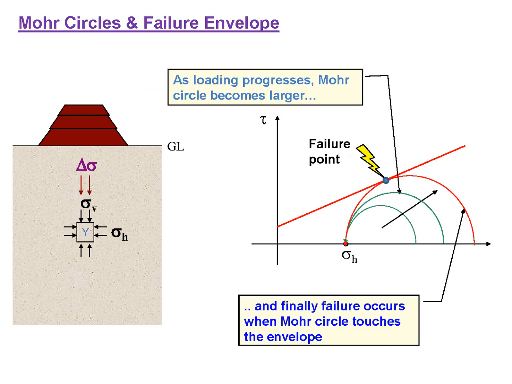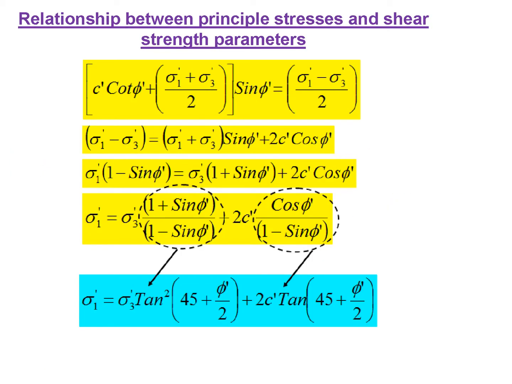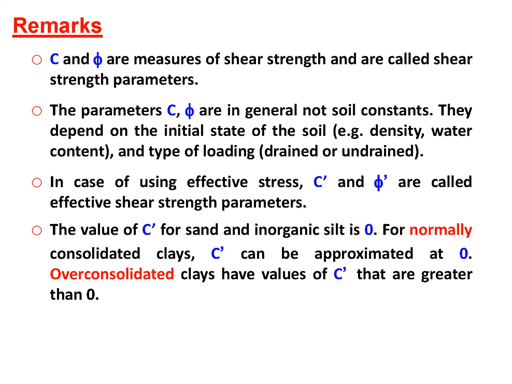So in this way, you would find some further information regarding the Mohr circle and the failure envelope. You will have to go through these slides yourself. But look at the remarks given over here, which are very important. C and phi are measures of shear strength and are called shear strength parameters. The parameters C, phi are in general not soil constants. I will repeat, the parameters C, phi are in general not soil constants.